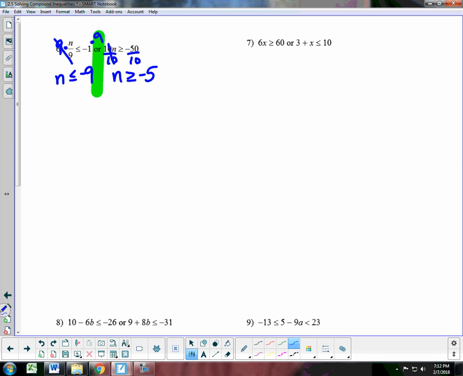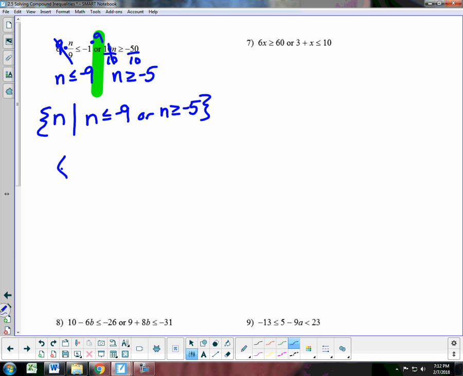I can write it in interval notation. So, or sorry, not interval, set builder first. N such that, and I always like to start with the less than symbol and the smaller number. So that's n less than or equal to negative 9, or n is greater than or equal to negative 5. Negative 5 is actually bigger, right, than negative 9. So there's set builder notation.